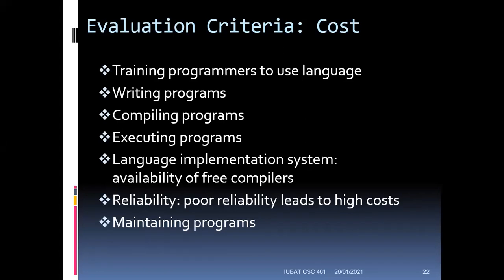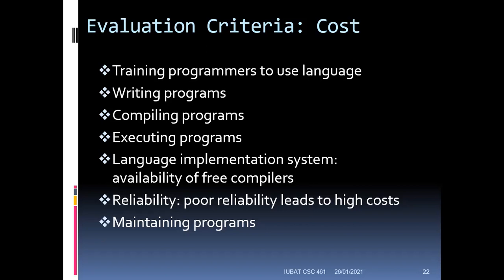And the last ones, sorry, two more remaining: cost and reliability. Now the cost one is very easy to understand, I think. Whenever you're developing a programming language, there are 6 types of cost related to it. The first one is training programmers to use the language. How much time the programmers need to learn the language is also a part of the cost. There are some programming languages that are very easy to learn, so their cost will be less. I'm not talking about other criteria, whether the language is readable or writable. I'm just talking about the cost, whether the language is easy to learn or not.